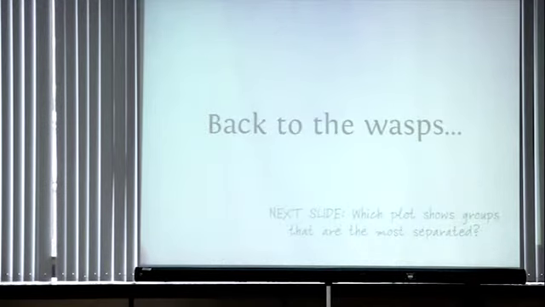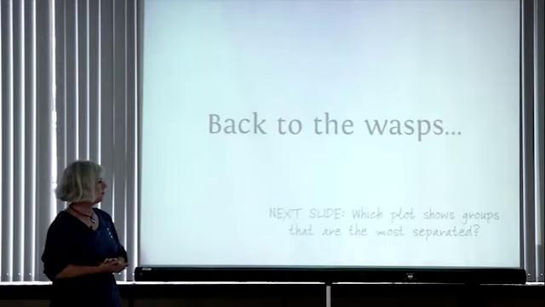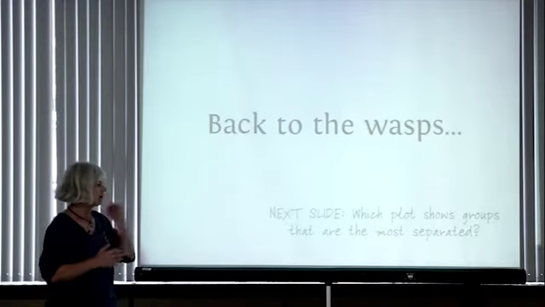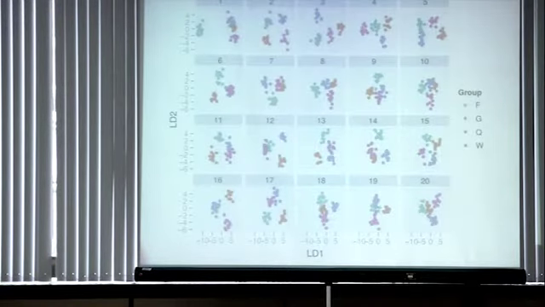Right, so you remember that scatter plot at the beginning with the WASP data. I'm going to show you a lineup of the WASP data. Well, I have to say I changed the data, so it's not quite the same. But I want you to pick out the plot where the groups are the most separated. So, a lineup of the WASP data. Which plot has the groups that are the most separated?